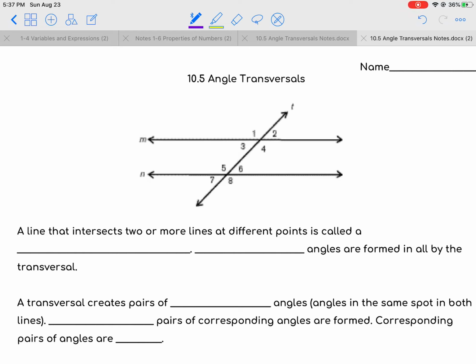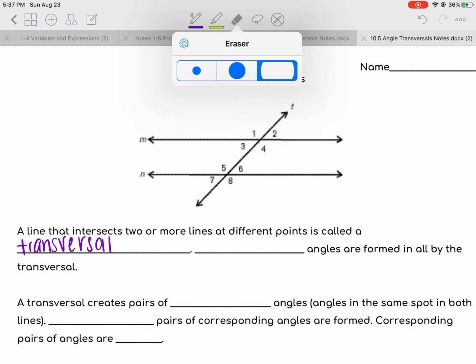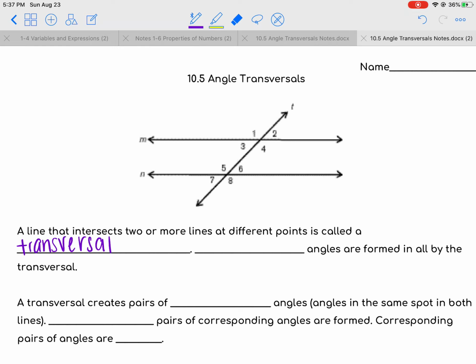Here is Unit 10, Section 5, Angle Transversals. So what you're looking at right here is a transversal. A line that intersects two or more lines at different points is called a transversal. So this actually is not a good place to put the arrow. The line that is the transversal is this line that is labeled T. Notice how it's intersecting line M and line N at different points, and it's called a transversal.